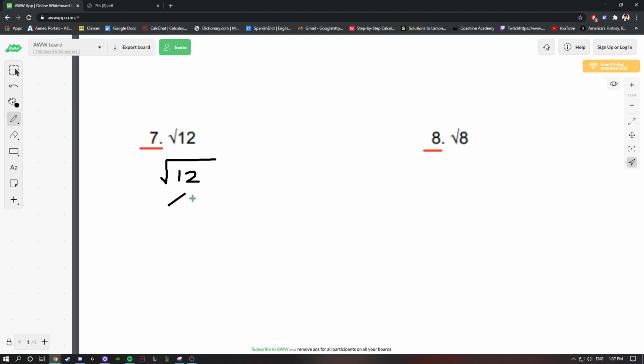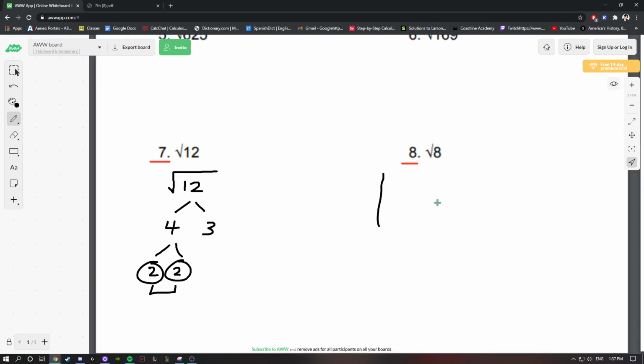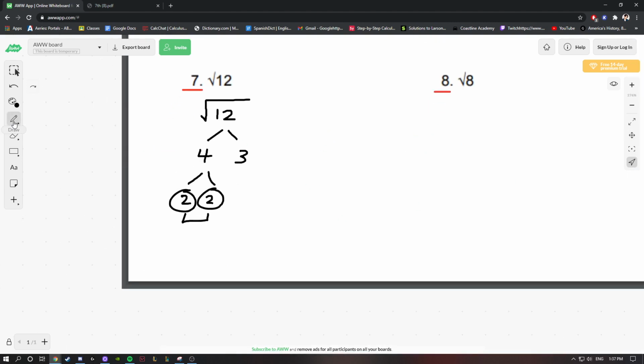What we do instead is, we can break it down into 4 and 3, for example, and then break down 4 into 2 and 2. So we have our pair right here, right? With our pair, we want to put it on the outside of the radical, and then if you notice, this 3 is still left over, so that stays in the radical. So our final answer is 2 times the square root of 3, which is denoted like this, or written like this.